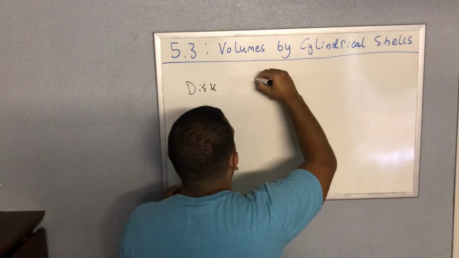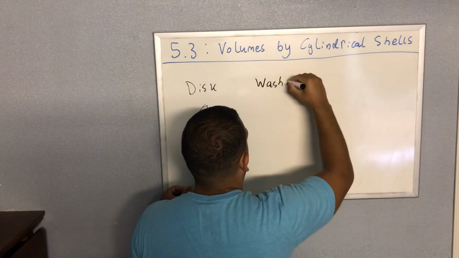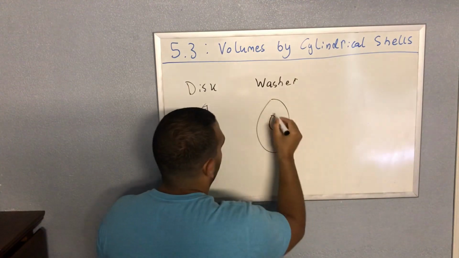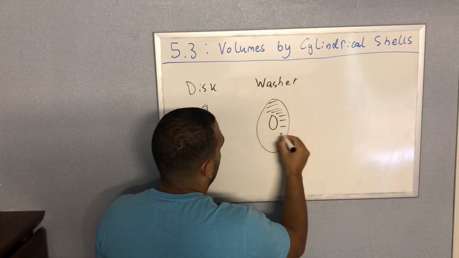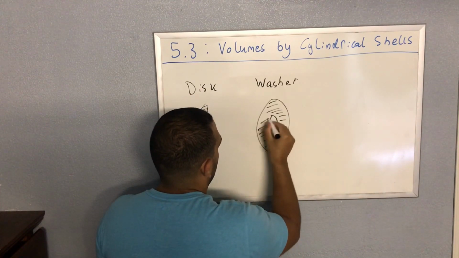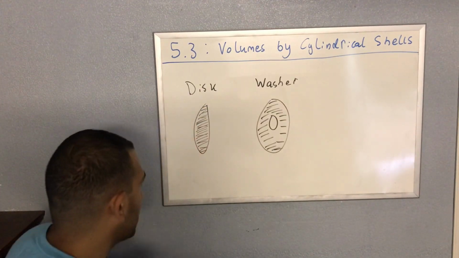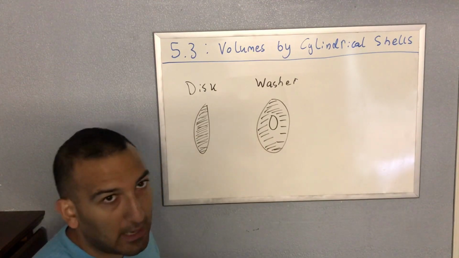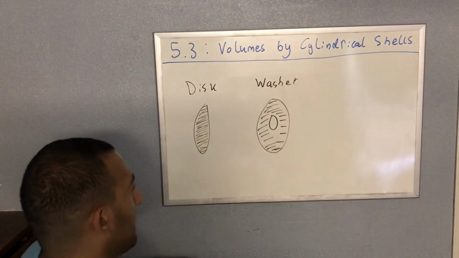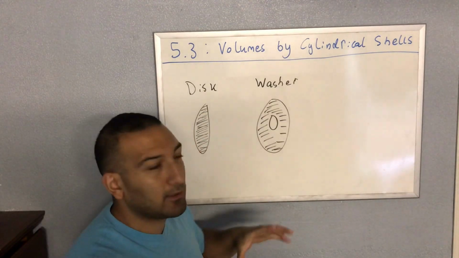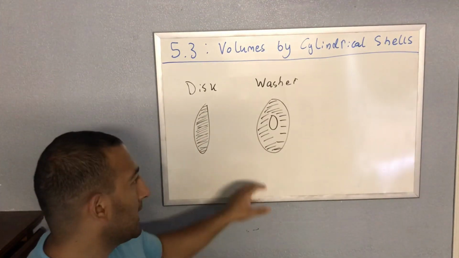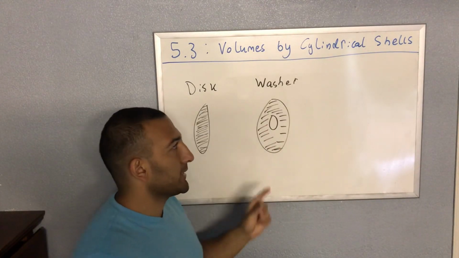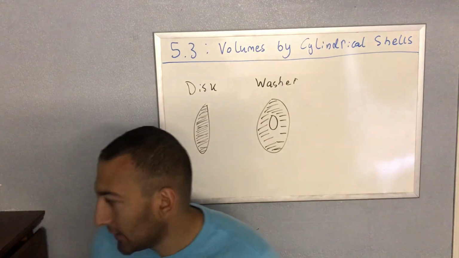And then we also had washers. So those were like these. So we were using this part to calculate the cross-sectional area. So if there wasn't a hole that we needed to account for, then we use the disk. If there was a hole and we needed to exclude certain parts of our shape to not count that volume, we use the washer. But now here's another method called cylindrical shells.